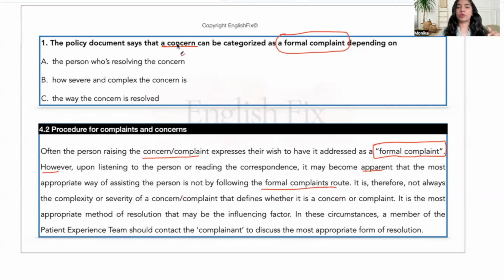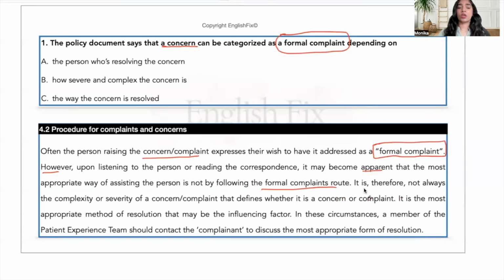So my question wants to know, when can I call a concern a formal complaint? Here, up until now, they have told me the person who's making the complaint may wish to have their concern or complaint addressed as a formal complaint, but they have not told me that this is acceptable or not. Then they've told me the way to resolve that might not follow the actual formal complaints route, but so far it hasn't really answered my question, so it doesn't really make sense to me.